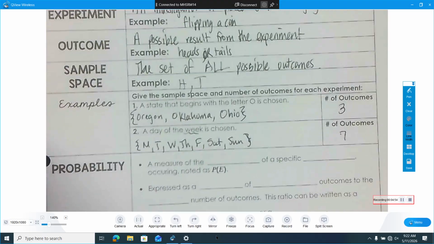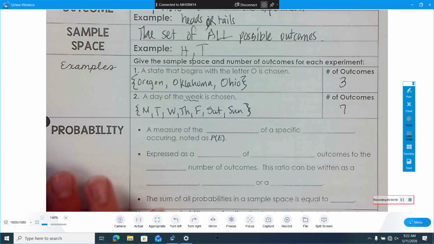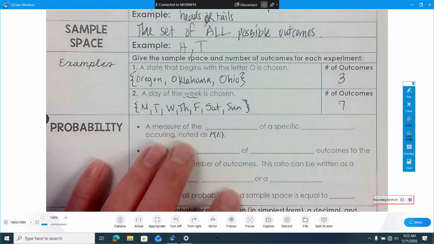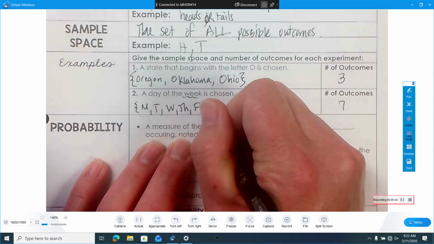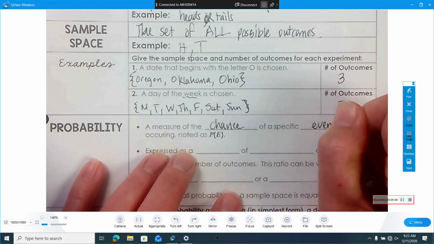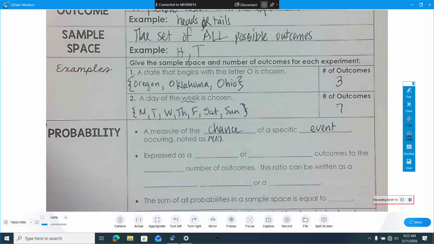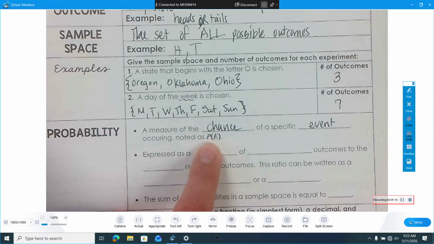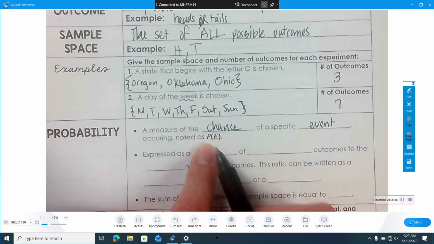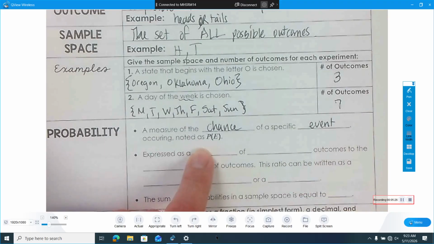So why do we need to know what the sample space is? Because when we know the sample space, then we can actually figure out the probability. Probability is a measure of the chance of a specific event occurring. Noted as P of E. This is the shorthand we use. This is the probability of an event. All right, that's what P of E means. Probability of a specific event happening.